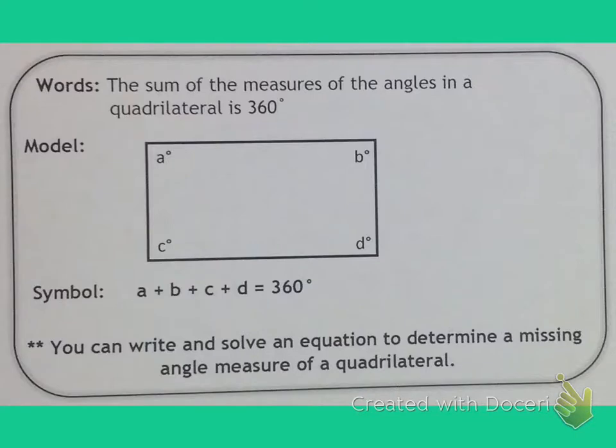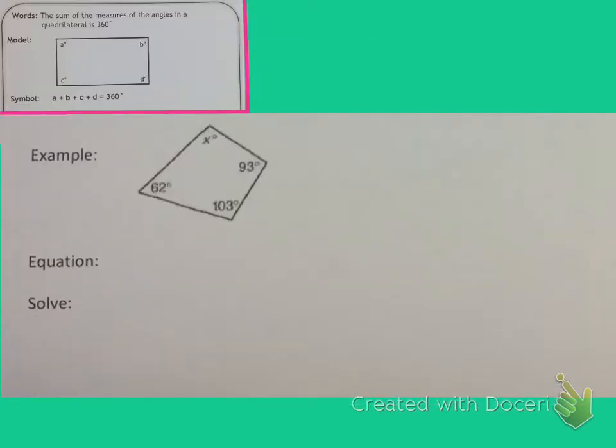The sum of the measures of the angles in a quadrilateral is 360 degrees. You can write and solve an equation to determine a missing angle measure of a quadrilateral. For example, here we have a quadrilateral that looks kind of like a kite. If we add all of these angle measures together, we should get 360 degrees. So when we write the equation, we will have x plus 93 plus 103 plus 62 equals 360.